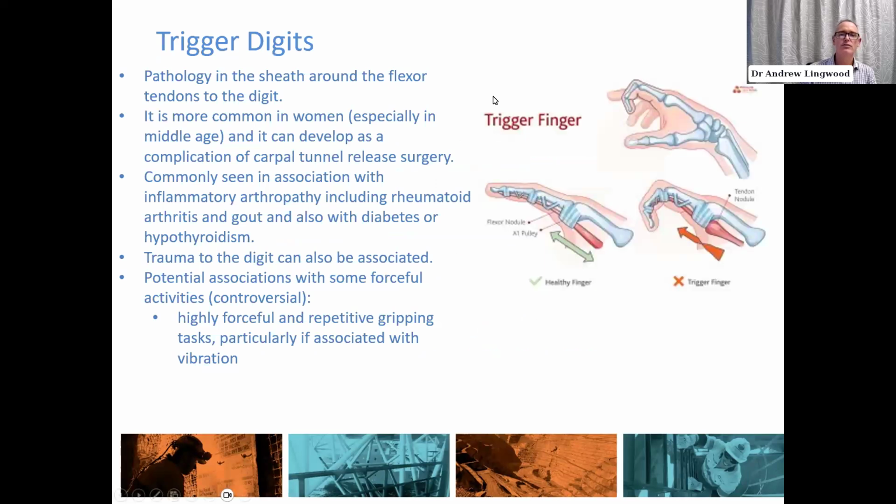The second last one, I think, is trigger digits. Trigger digits refer to a situation where there is pathology in the sheath, which is the little tunnel that the tendon that bends your finger goes into. If that sheath gets a little bit sticky or thickened, the finger can actually get stuck and it releases with a crack or a click. That's where you get the name trigger digit from.